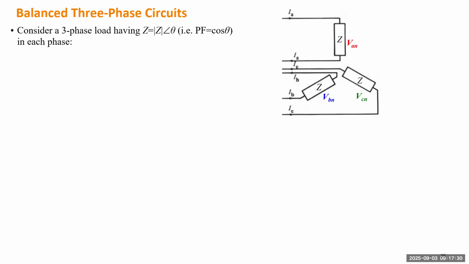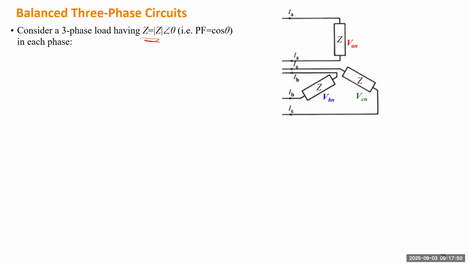So for instance, we can put 3 identical single-phase circuits together, and they have identical load. So each load will have impedance Z with magnitude and also angle theta. So theta here will be the power factor angle. So cosine theta will be power factor.